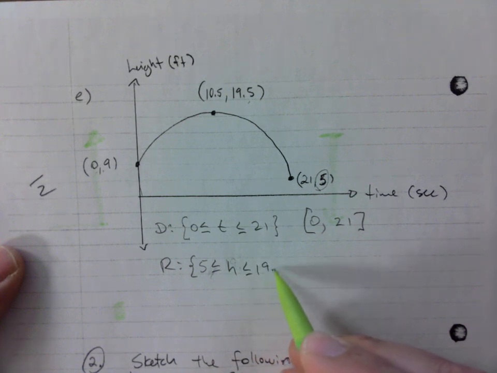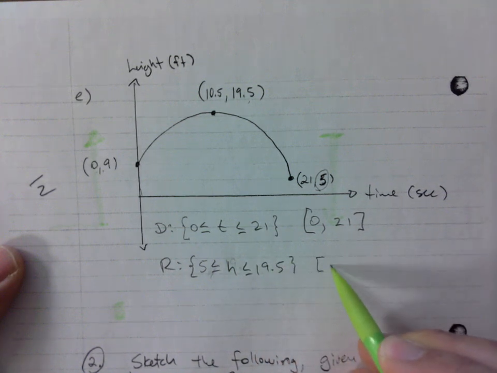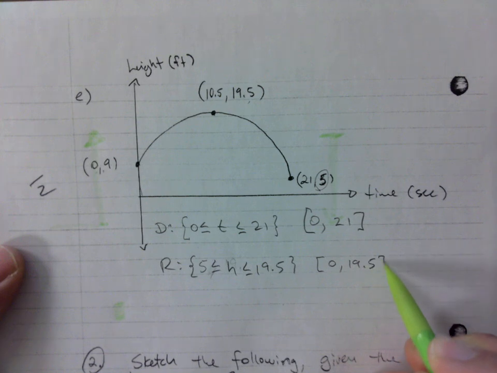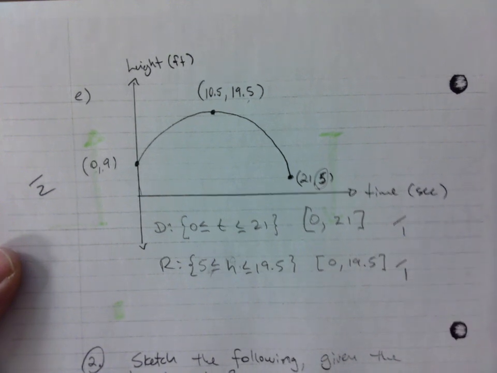This would be 19.5. There we go. So 5 to 19.5, like that. 1 mark for each.